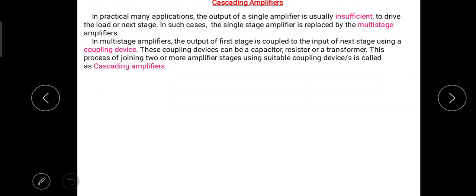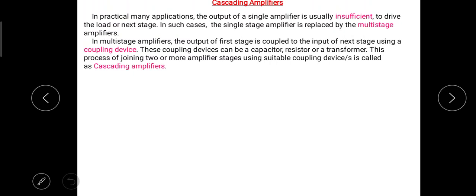Friends, the topic for today's lecture is cascading amplifiers. You might know that the amplifier is a circuit or device which is used to increase the gain of the circuit. In many practical applications, the output of a single amplifier is insufficient to drive the load or the next stage. So, in such cases, the single stage amplifier is replaced by a multi-stage amplifier. Multi-stage means where two or more stages of amplification are used.